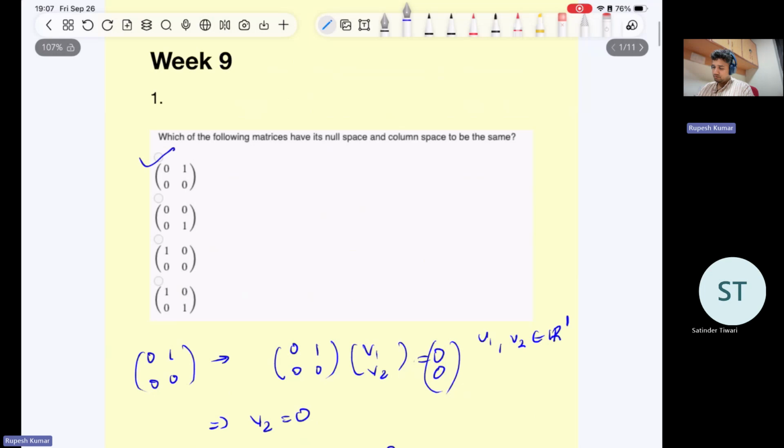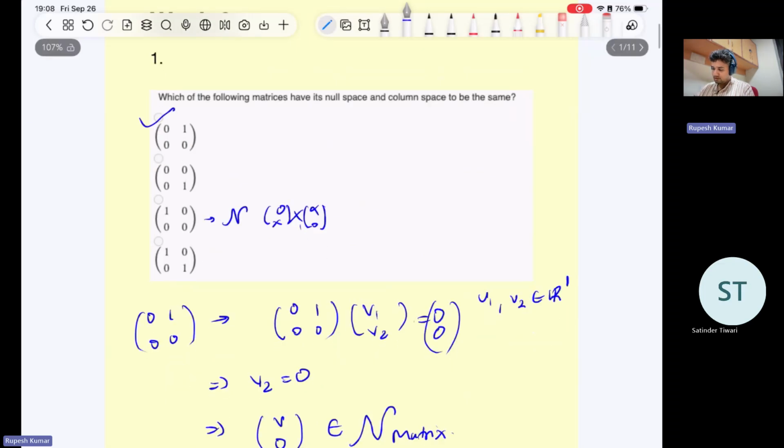So only option A is correct, you will get this. In option 3 also you will see that the null space would be 0 comma x, right? And the column space will be alpha comma 0. Again, these are not the same. For option D, you don't have a null space. So basically the null space is the empty set and the column space obviously is alpha comma beta, right? So they are not the same. Option A is correct. Fine, is this clear? Yes, sir.